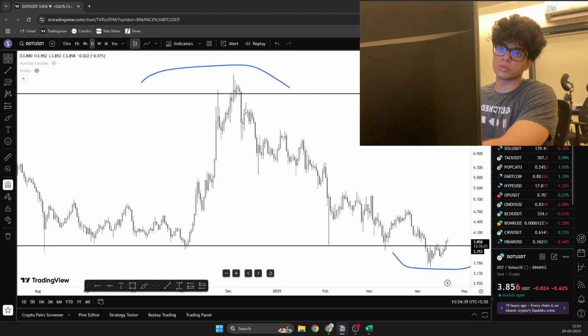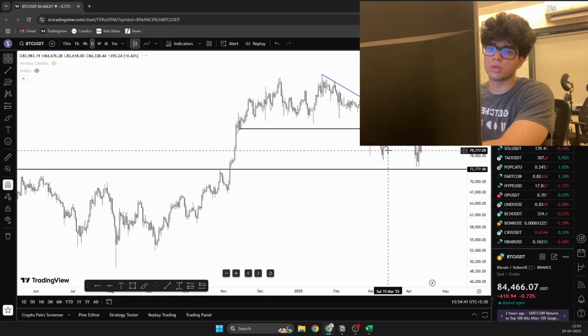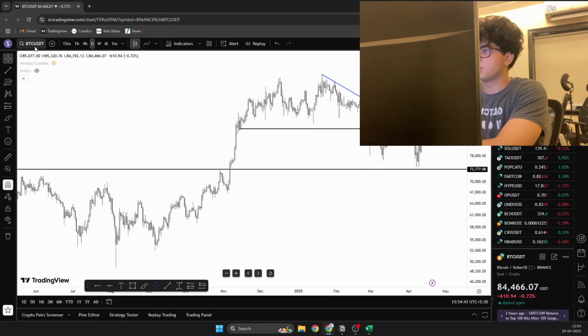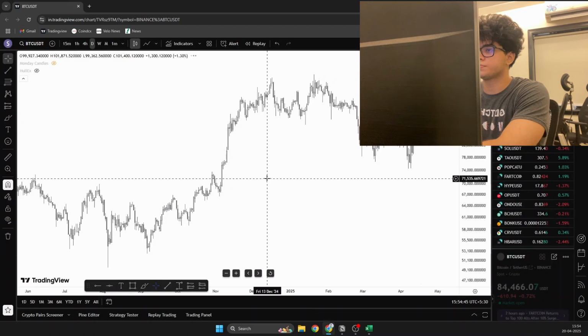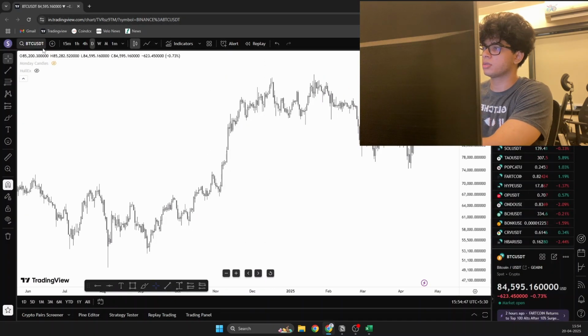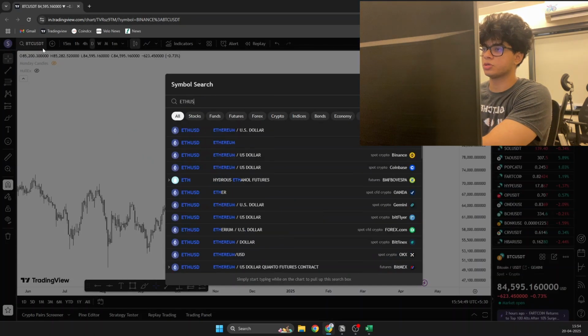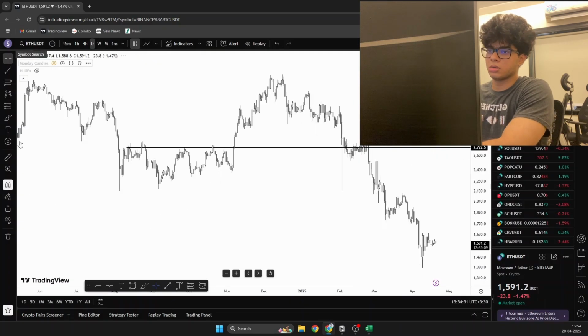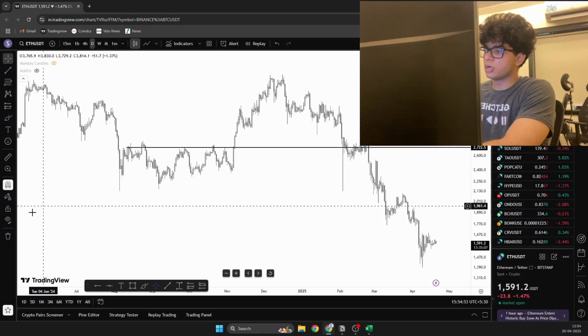So, you want to go to TradingView, load up any chart, and let me just load up a fresh chart. Let's load up ETH actually. Search for ETH. Go to any random chart.